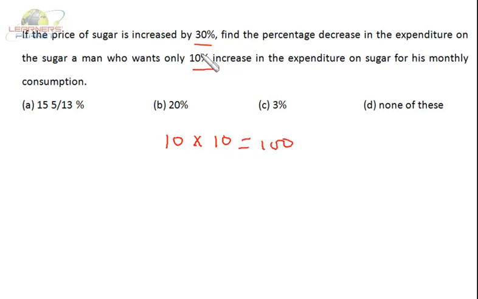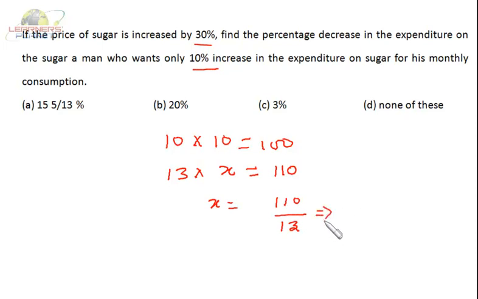Now price is increased by 30%. That means the new price is 13. We have to find out the consumption, and we want the increase of 10%. That means the new budget is 110 rupees. So X is equal to 110 by 13. We'll be getting the new consumption out of it.